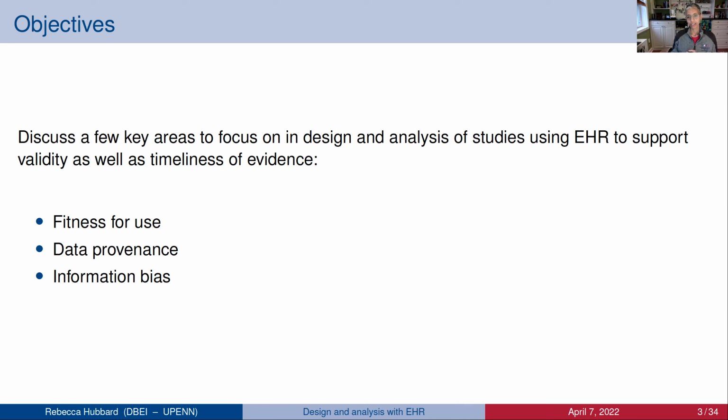So the first part of my talk will focus on the concept of fitness for use, and making sure that our research questions are appropriate for these data sources. And I'm going to give an example of how data provenance, EHR data provenance, can guide the choice of measures in our studies and how we identify data elements from EHR. And then finally, I'm going to talk about information bias and how our methods should be tailored to acknowledge the presence of measurement error and misclassification in EHR-based studies.